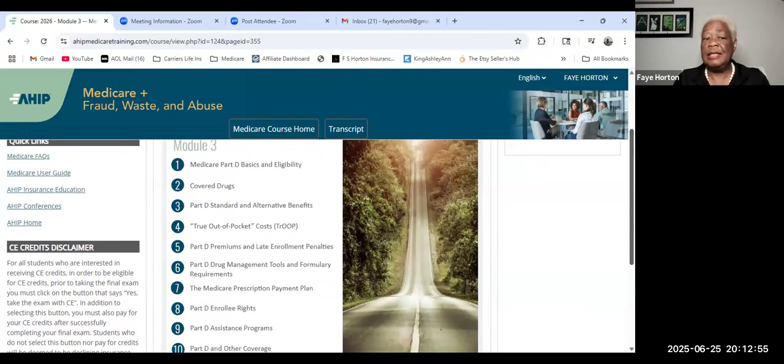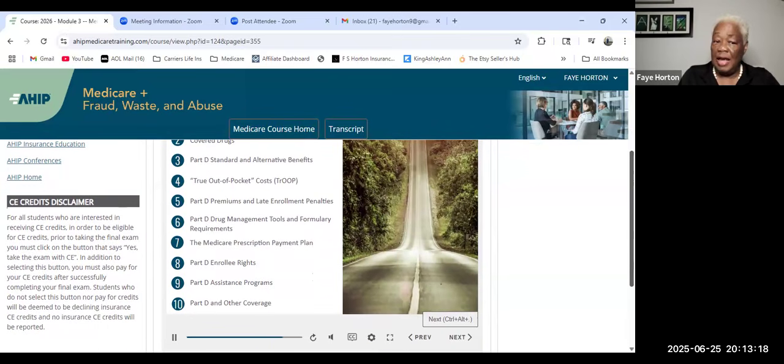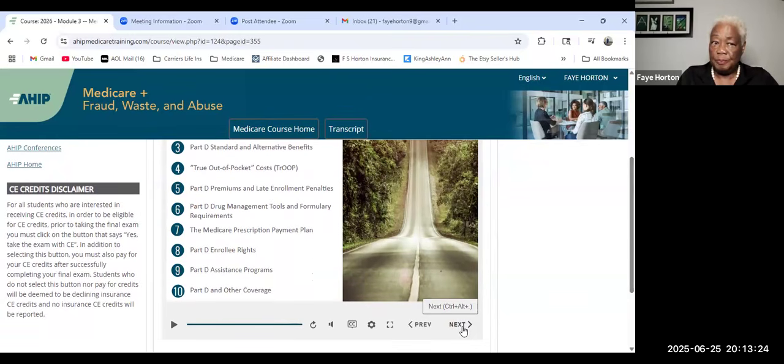Our roadmap looks like this: Medicare Part D basics and eligibility, covered drugs, Part D standard and alternative benefits, the true out-of-pocket costs, Part D premiums, late enrollment penalties, Part D drug management tools and formulary requirements, Medicare prescription drug payment plan, Part D enrollee rights, Part D assistance programs, Part D and other coverage.